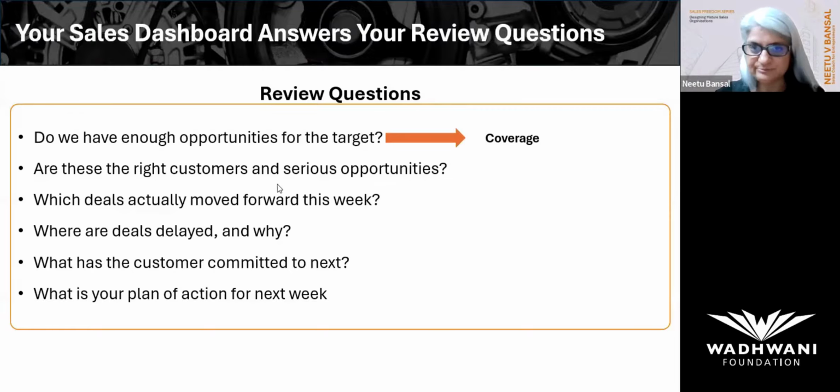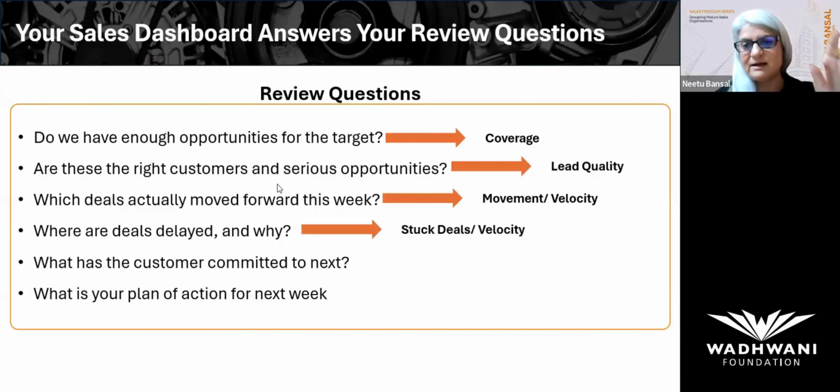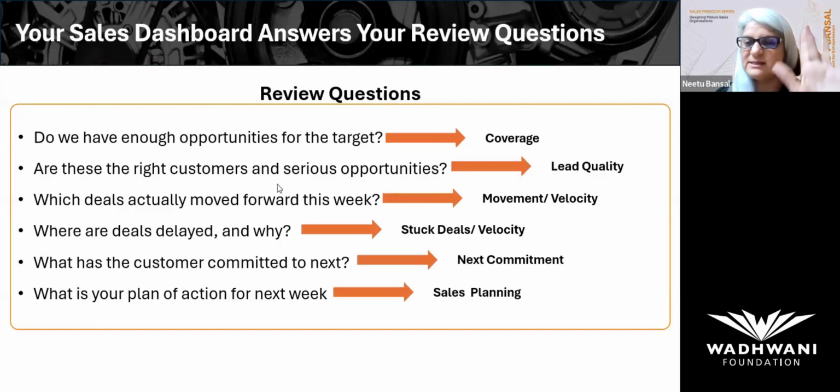Okay, fine. So if you see this, you'll find these terms very familiar because they're very commonly used in CRMs. What is the coverage? It's in a dashboard. What is the lead quality? Which is where you were talking, Sudarshan, about the different types of leads. Lead score comes from here. What is the velocity of your deals? Where are deals moving, where they're getting stuck? What is the next commitment of the customer? And what is your sales planning action? Sales planning is the only thing which is not part of your dashboard, but you will get the information through the dashboard. Let me now show you why it's important for you to have this kind of a dashboard.